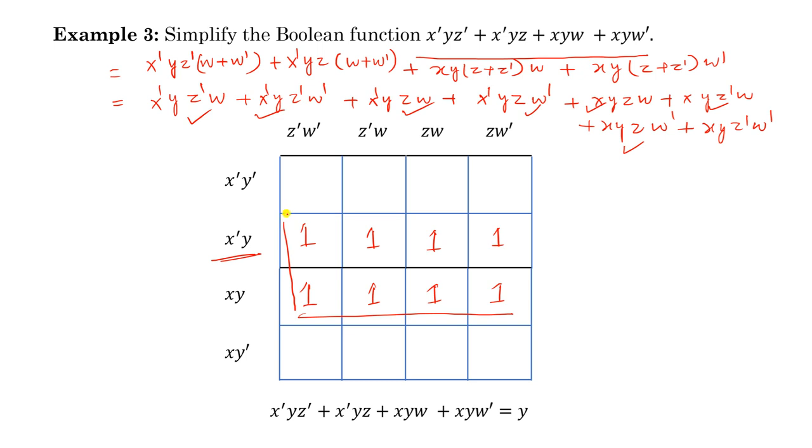So from here you can observe that we can form a block of 2 by 4, and you know that a block of 2 by 4 is equivalent to a term with one literal only. Look at this, y is the same in all these squares. All these terms are different, only y is same in all these squares, therefore it's equivalent to y. So the reduced Boolean expression of the given expression is y.